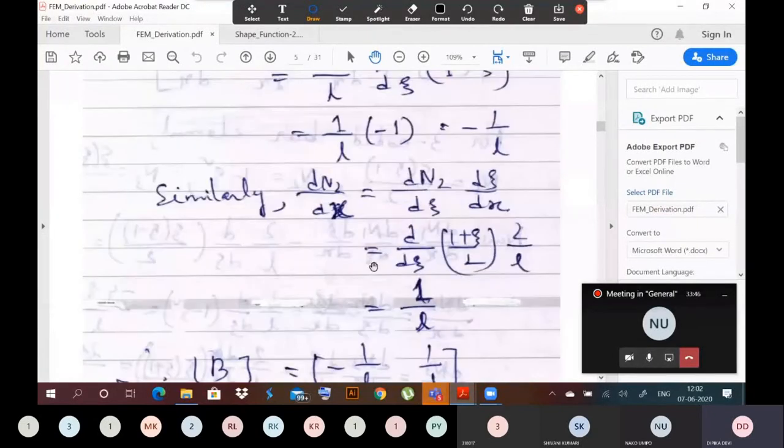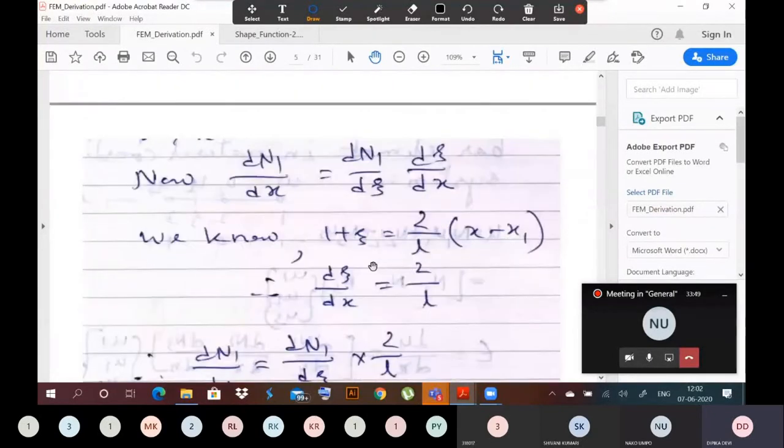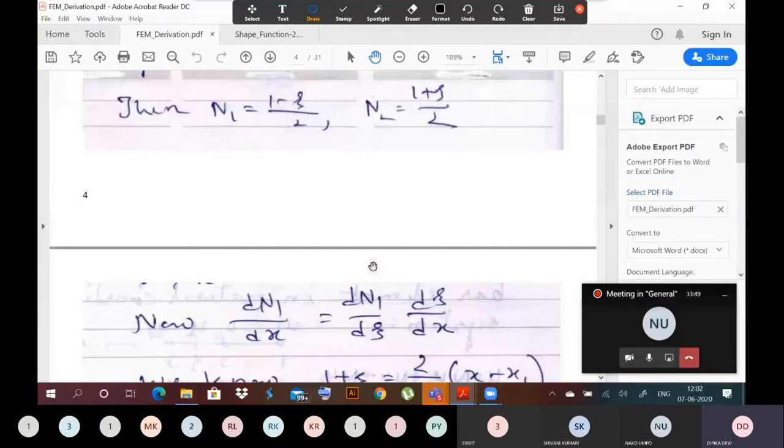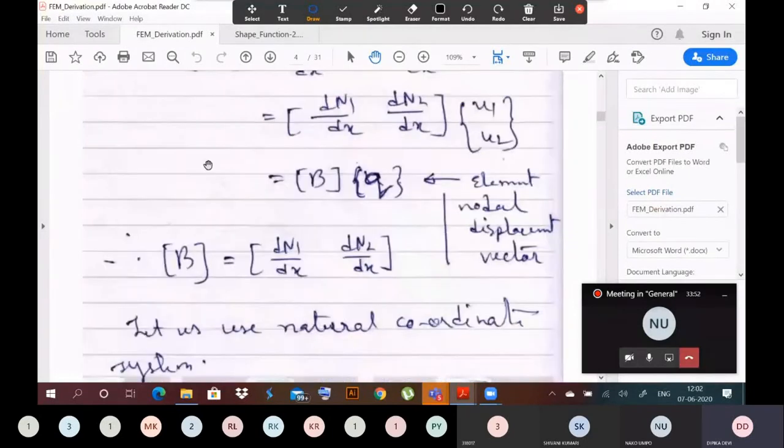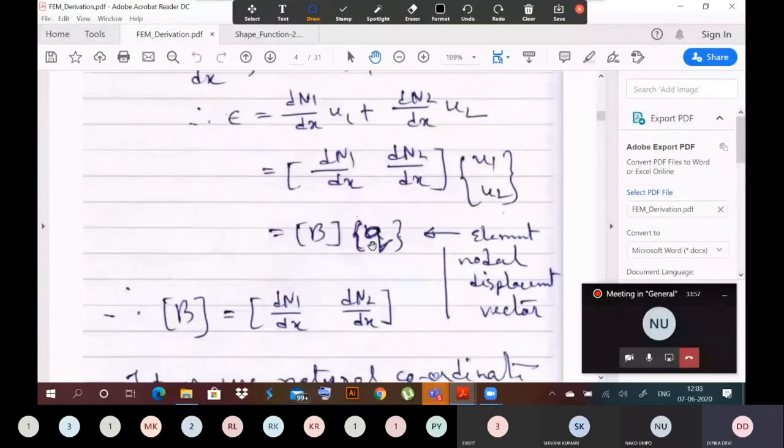Have you seen? By increasing the number of nodes by one, we have increased the variation of displacement by 1 order, sorry, not degree. We have increased the variation of displacement by 1 order. Similarly, strain is also increased by 1 order. So what we have seen here, for a 2-noded bar element, displacement will vary linearly and strain is constant. For a 3-noded bar element, displacement will vary quadratically and strain is varying linearly.